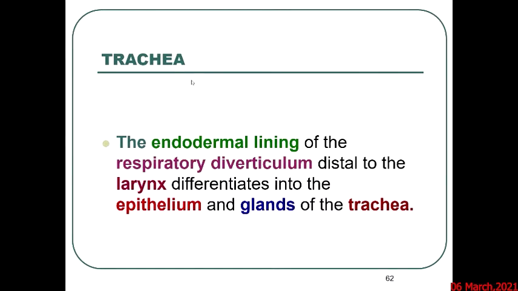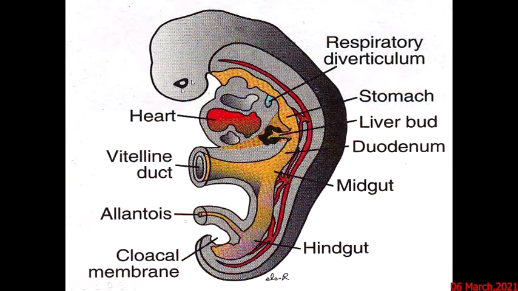What type of epithelium? Pseudostratified ciliated columnar epithelium. This is in the larynx also. So this epithelium and the glands differentiate from the endoderm of the yolk sac. Or in other language, the endodermal lining of the respiratory diverticulum distal to the larynx differentiates into the epithelium and glands of the trachea. So the trachea will start from here, and it will grow bigger. So the endodermal lining and glands of the trachea come from the endoderm of the yolk sac or endoderm of the gut tube.